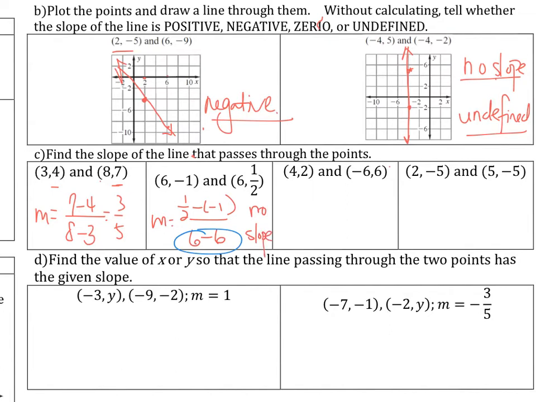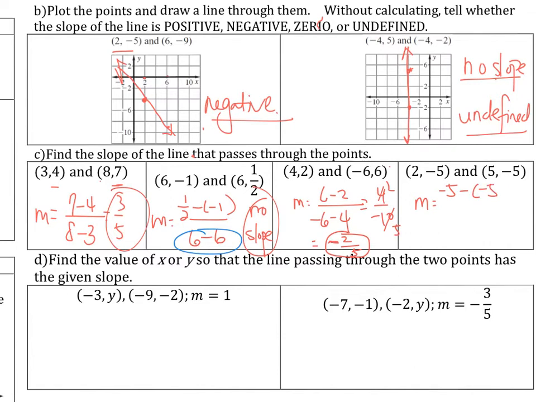Okay. And then 6 minus 2, -6 minus 4, 4 over -10, simplify. So your slope is -2/5. And then here, -5 minus 5, 5 minus 2. This gives you 0, so zero slope.